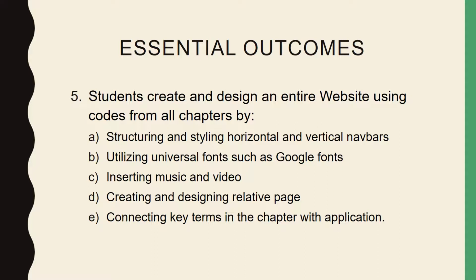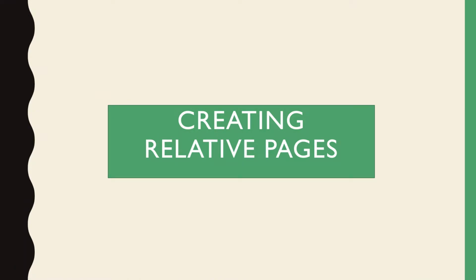Essential Outcomes. You will create and design an entire website using codes from all chapters by structuring and styling horizontal and vertical nav bars, utilizing universal fonts such as Google Fonts, inserting music and embedding video, creating and designing relative pages, and connecting key terms in the chapter with application. Creating relative pages.